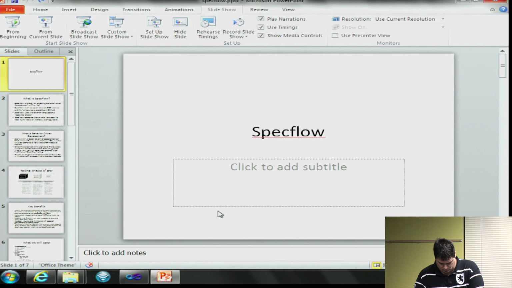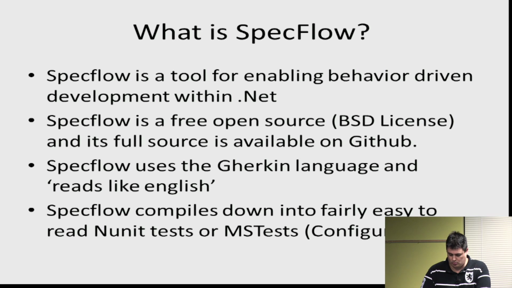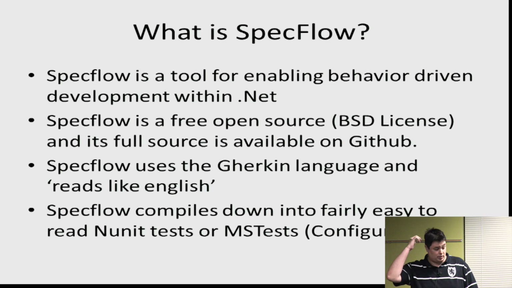let's talk about SpecFlow. So SpecFlow is an open source tool. It enables behavior-driven development in .NET. You can get all the source code for it on GitHub. It's there. It's available. You could contribute if you wanted to. It happens to be free under a BSD license. It uses an established language called Gherkin, and I'll show you that when we get to the code. But it pretty much reads like English, which then gets bound to actual code, and in this case it'll be C#.